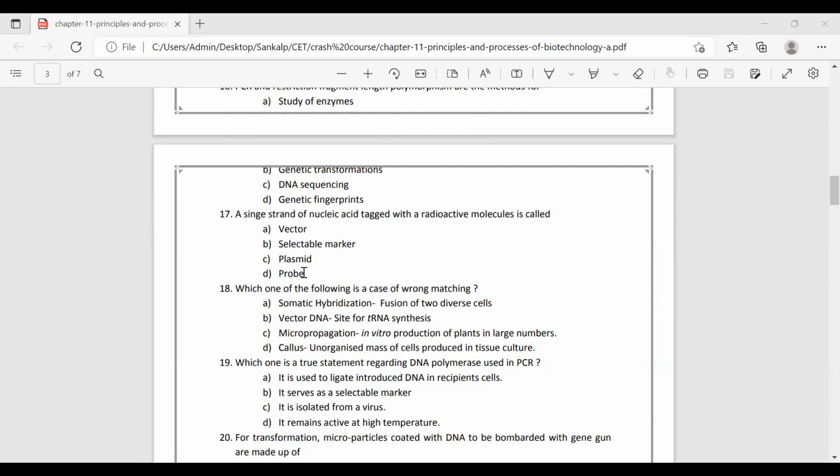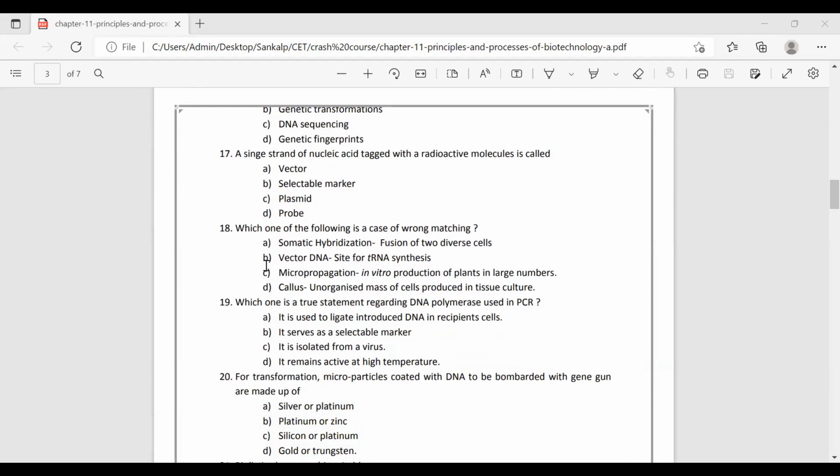19th question. Which one is a true statement regarding DNA polymerase used in PCR, that is polymerase chain reaction? Option A, it is used to ligate or stick introduced DNA in recipient cells. Option B, it serves as a selectable marker. Option C, it is isolated from a virus. Option D, it remains active at high temperature. Option D, that is the 19th one. Right answer.